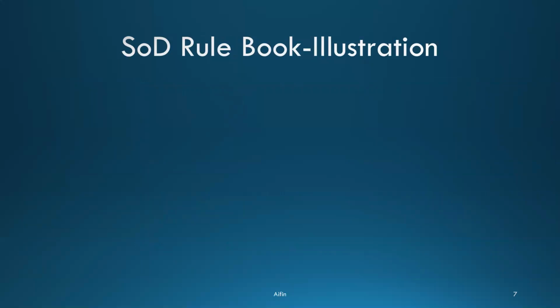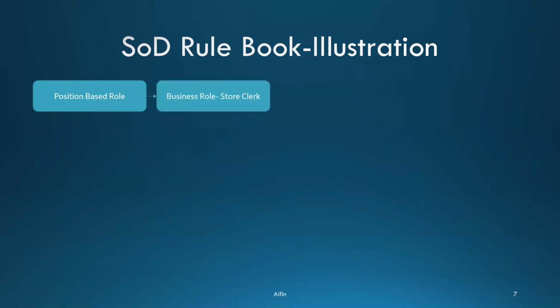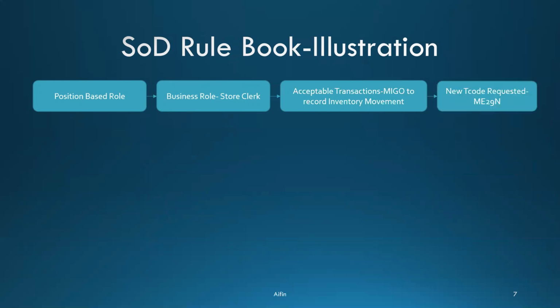Let me take you through the illustration. We just create the position-based role. We discussed it could be payment clerk, store clerk, or finance controller. Then we have acceptable transactions for this role. For example, for a store clerk, the acceptable transaction is to record inventory movement, and for that you need the transaction code MIGO.